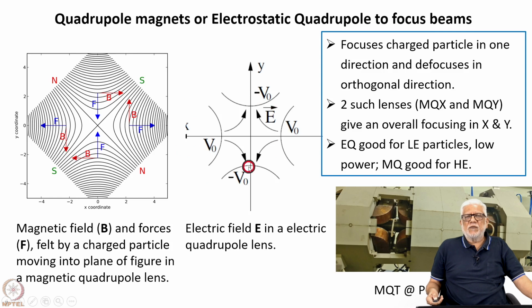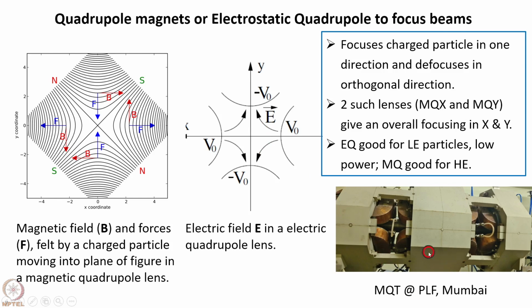above the low energy part, we have the electrostatic devices, because they are very easy to run. They need very low current, high voltage power supplies to operate. Again, a similar principle operates here: you have these electrodes and you have focusing in one direction. If you have a negative ion, then it gets focused in the x direction and defocused in the y direction. Again, if you have two such lenses, you get overall focusing.